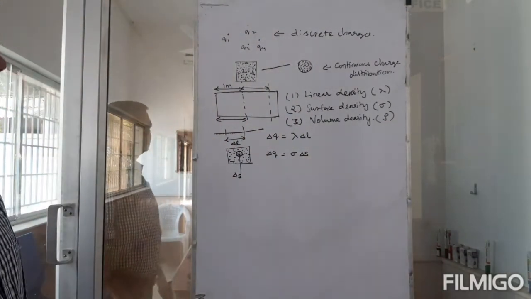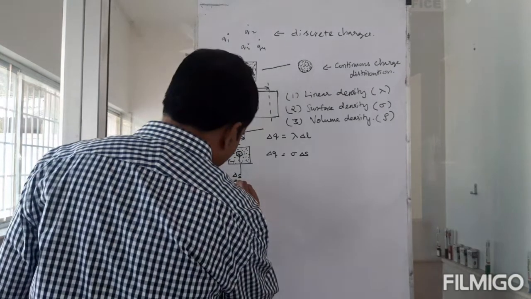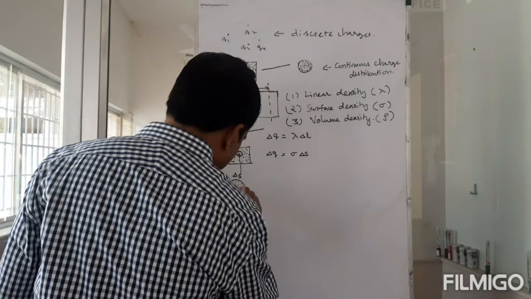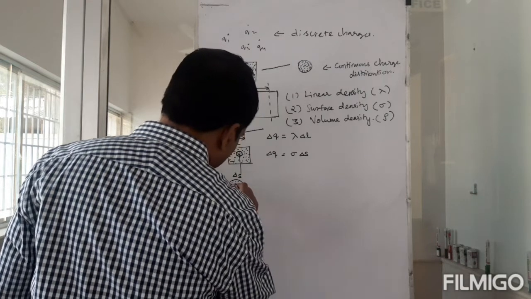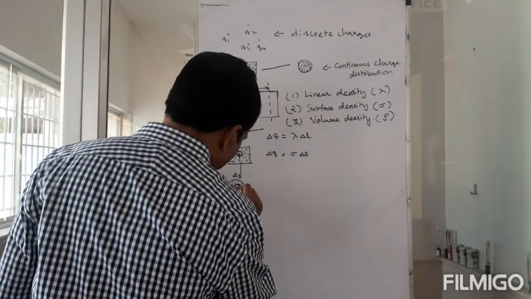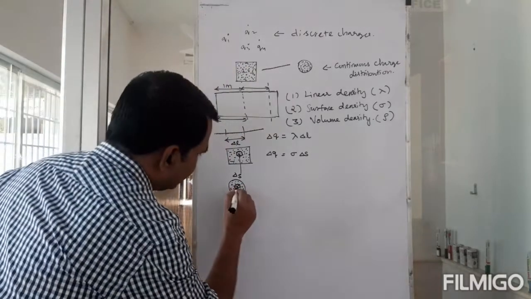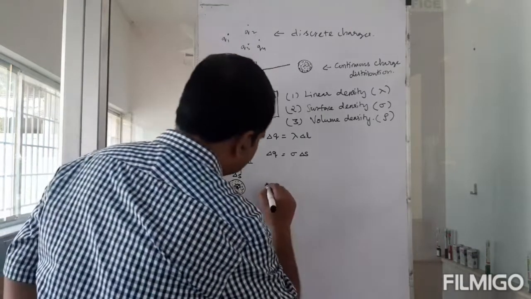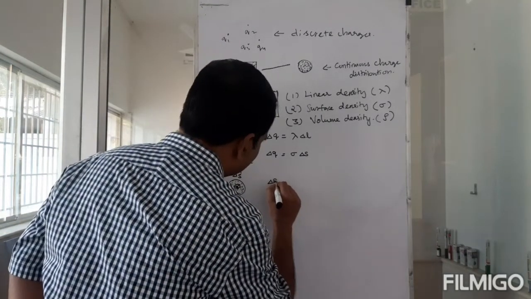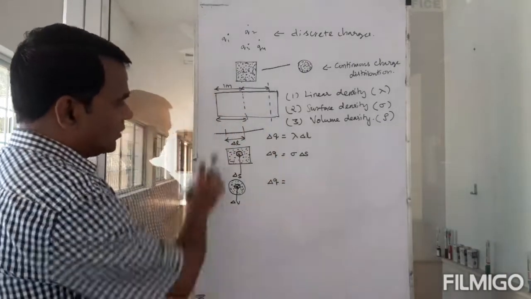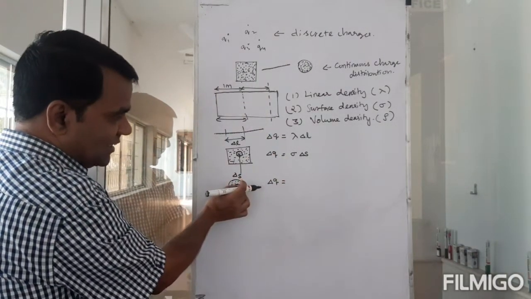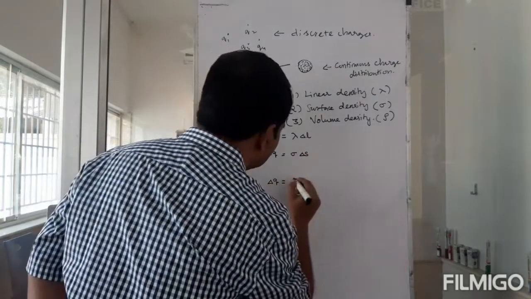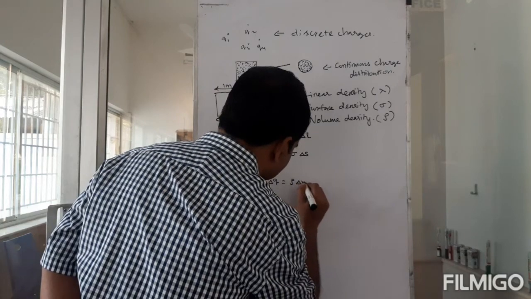Okay. So again, if I have a volume, and suppose I want the charge in this small volume here, this is my delta V. Then what's the charge in that small volume, which is delta Q, the small charge, not the total charge, just the charge contained in that small volume alone. So that is equal to rho into delta V.